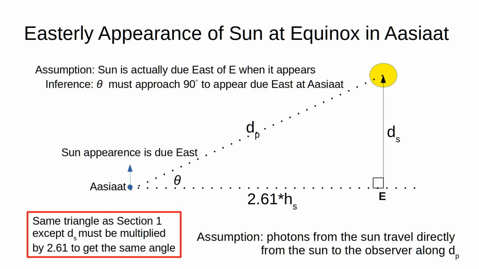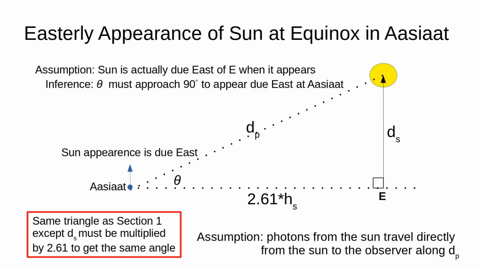Since we assumed that the sun is physically due east of E when it appears in the morning, directly overhead at noon, and physically due west of E when it disappears, this implies that the sun might have to travel 300 times hs in the 12 hours between appearance and disappearance, and would still be 1 degree off our due east-west observation of the sun in Asiat. This puts quite a strain on the sun plane hypothesis, particularly as hs, the height from the sun plane to the observer, gets larger.